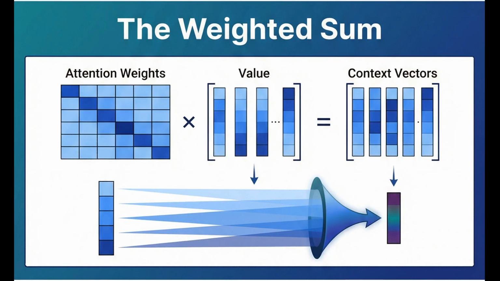Finally, we take these attention weights and multiply them by the value vectors. This creates a weighted sum, a new representation for each word that is now context-aware. The word bank is no longer just bank. It's financial institution, because it absorbed information from the word money.